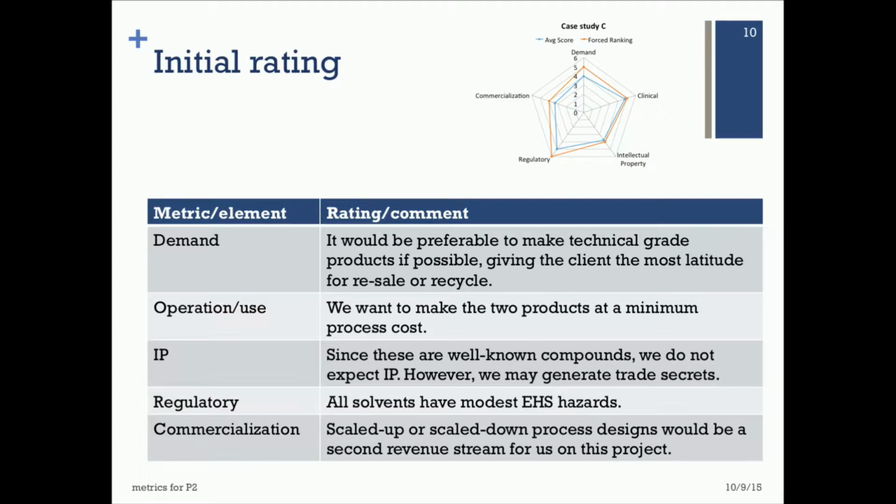In terms of operations and use, our problem as the toll processing company is to make two products at a minimum processing cost. We already have the columns. Those contribute only a little bit to the total cost of doing this operation. The most important thing is our process labor and our steam and our cooling water. In terms of IP, these are really well-known materials. We might generate some trade secrets. It's not likely, but we would have to see when we're all done.